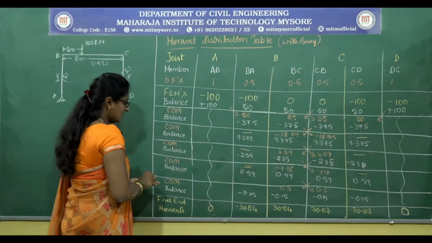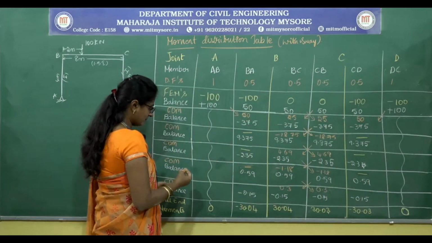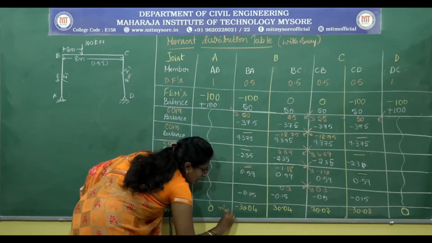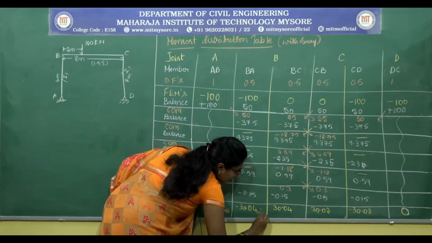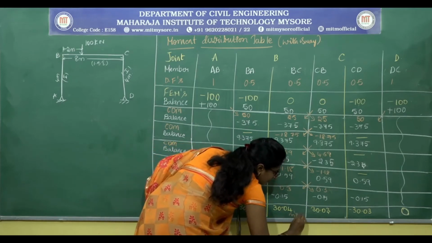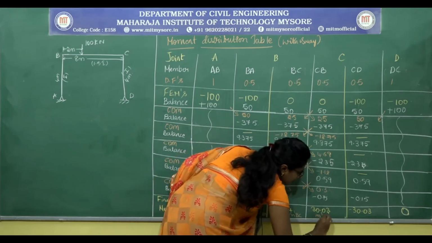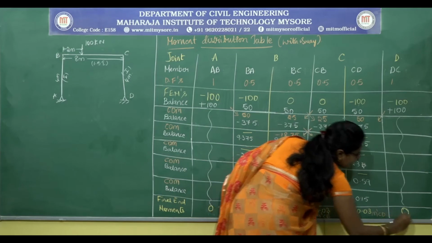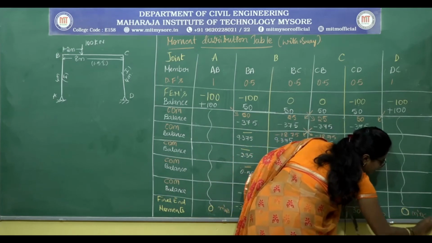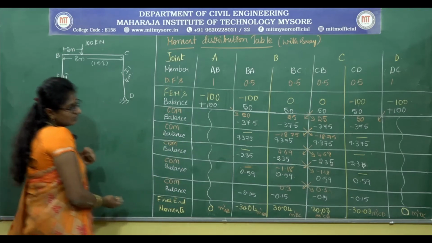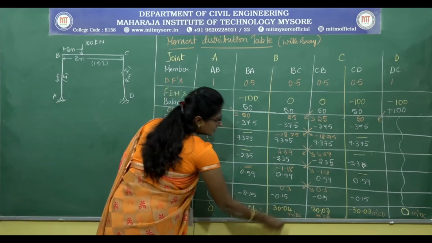So I will write this as M dash AB, M dash BA, M dash BC, M dash CB, M dash CD and M dash DC. Okay, so these are the values in terms of M dash.